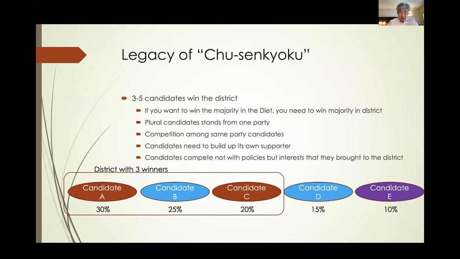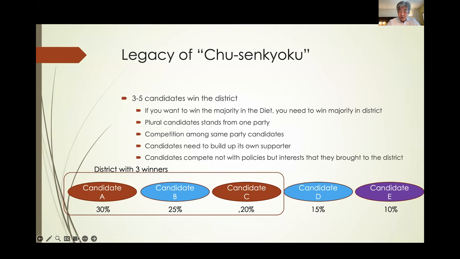But anyway, what is happening is that among these three winners, A and C hold the same policy principles but compete with each other for different interests. Candidate A may represent the interests of a certain industry, like steel, truck drivers, or doctors, and candidate C may stand for different interests, like teachers or office workers. So candidates A and C have different supporters. And if you have very solid supporters, you get that minimum level of votes. So if you get 20% of the vote, you can win this district.